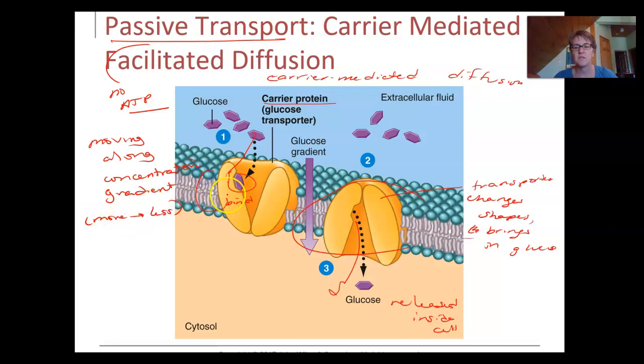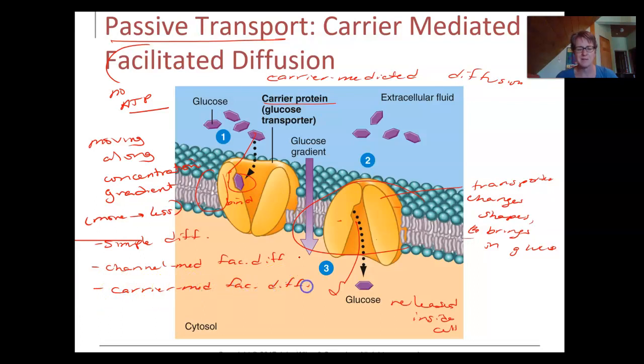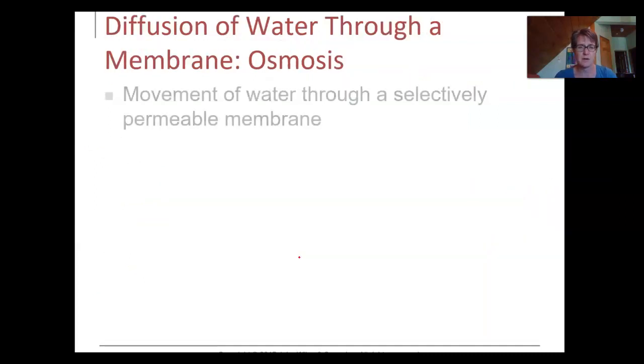And because I have this phospholipid bilayer, I need these channels to get other things into and out of the cell. So I have simple diffusion, channel mediated facilitated diffusion, still passive, still no ATP. This thing changes shape, I have gates, still not using ATP, or carrier mediated facilitated diffusion. You've heard me talk about it for the past half hour.